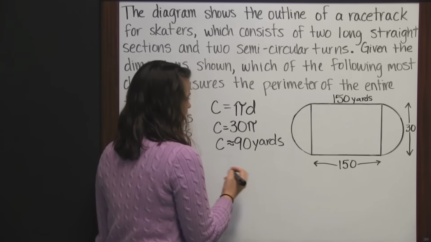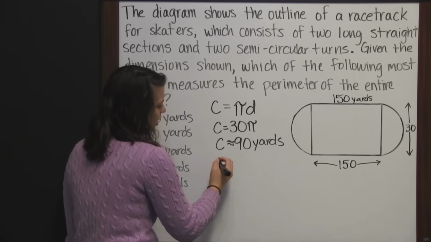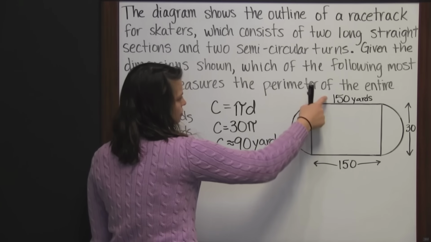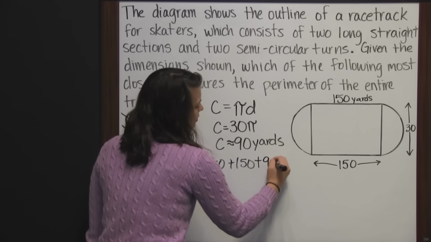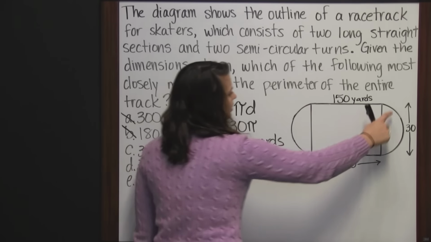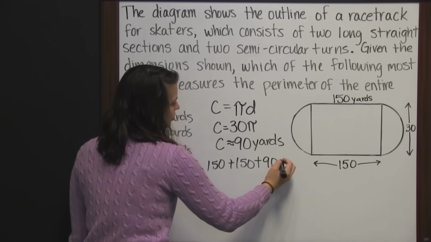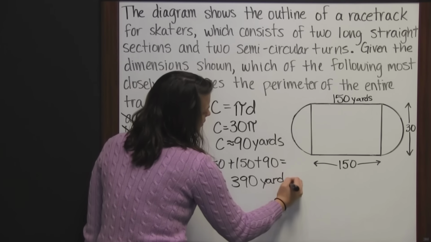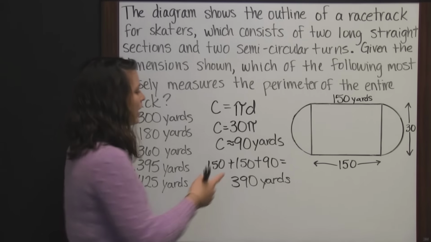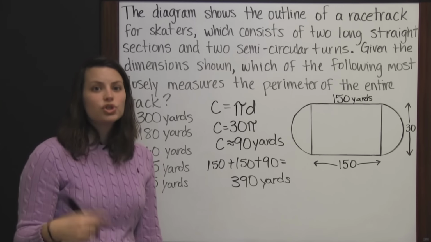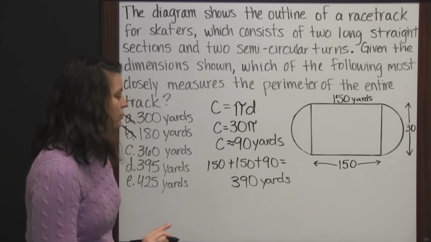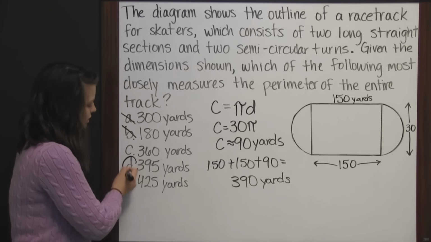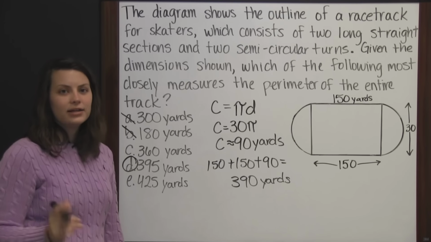Plus, we have these straight sides. So the total distance around the racetrack would be the 150 yards plus 150 yards for our two straight sides, plus the about 90 for these two curved sides, the semicircular, which is 390 yards. Now, if you'll remember, we rounded pi down. It's actually over 3. We rounded it down to 3. So really our answer is a little bit higher than 390, which is answer choice D, 395 yards.